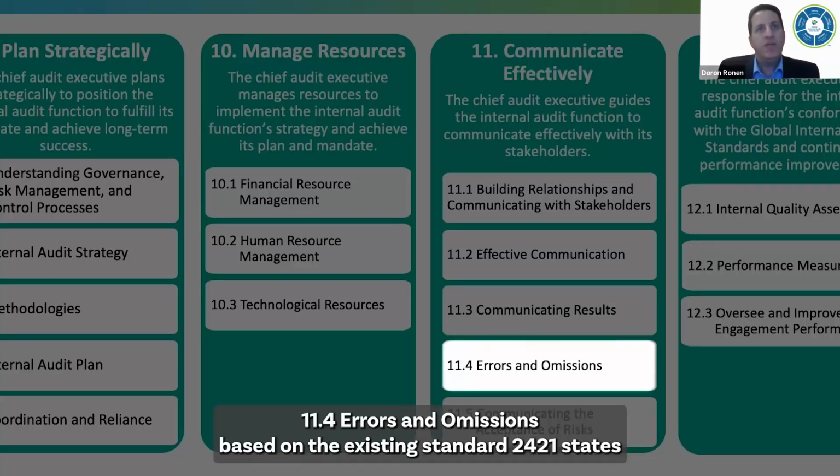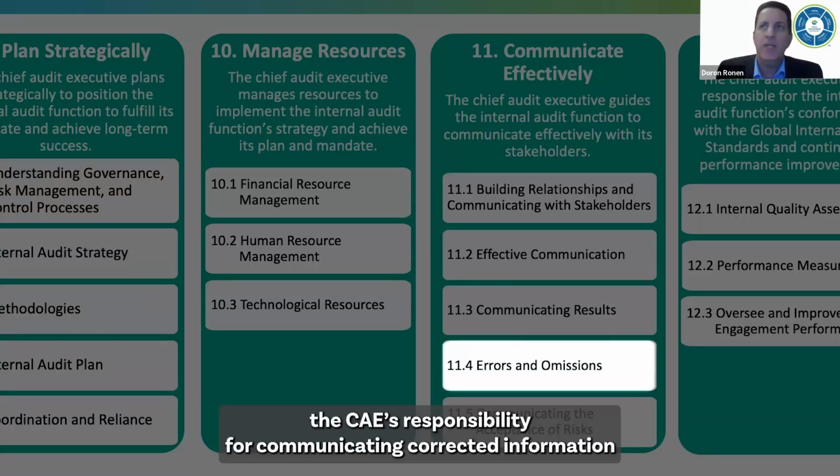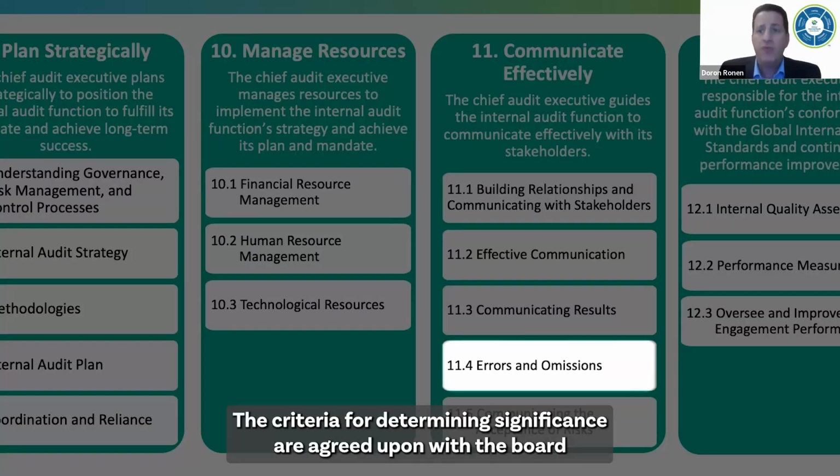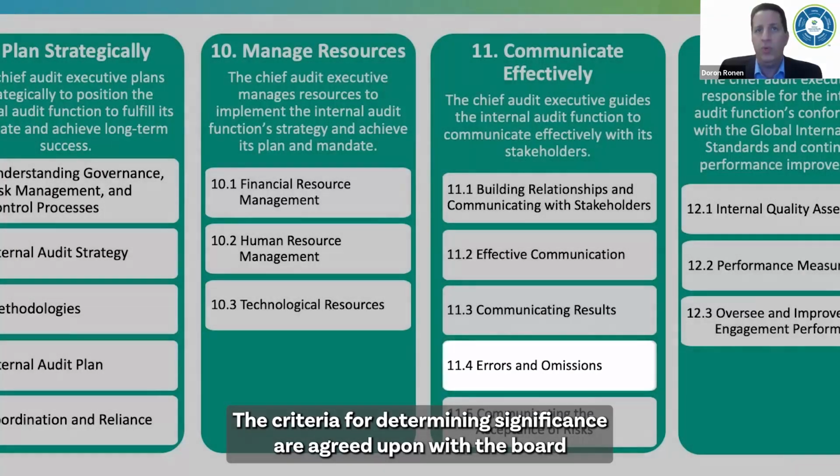So standard 11.4, Errors and Omissions, based on the existing standard 2421, states the CAE's responsibility for communicating corrected information if a final engagement communication contains a significant error or omission. The criteria for determining significance are agreed upon with the board.